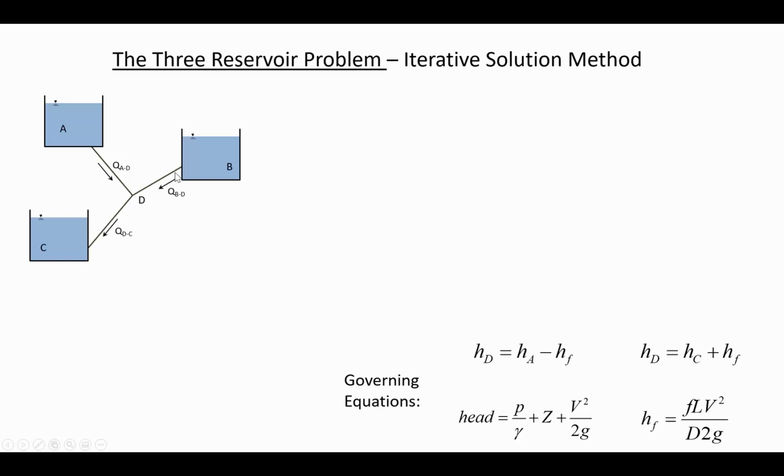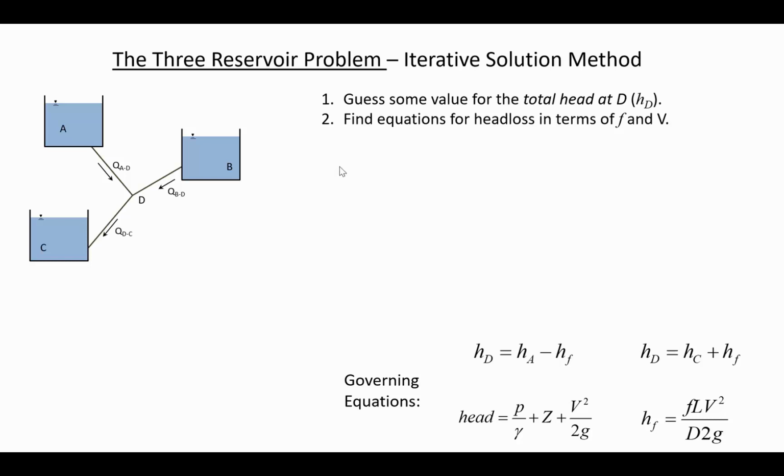Let's say, what if the flow is going, just as a guess, from B to D? Then we could also write a relationship at the head at D relative to the head at B. So we'll guess some head at D, and sometimes a decent starting point for that guess is just to assume it has the same amount of head as the water surface elevation in the middle reservoir. That's as fine a starting place as any other.